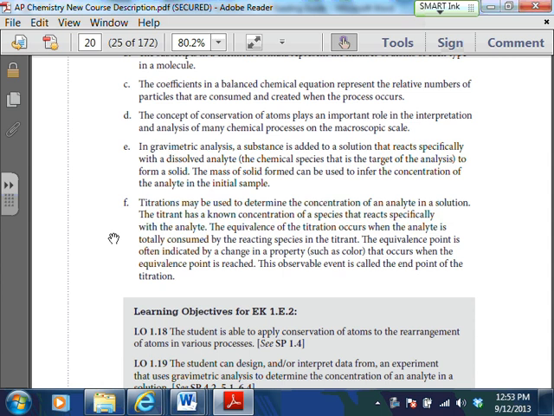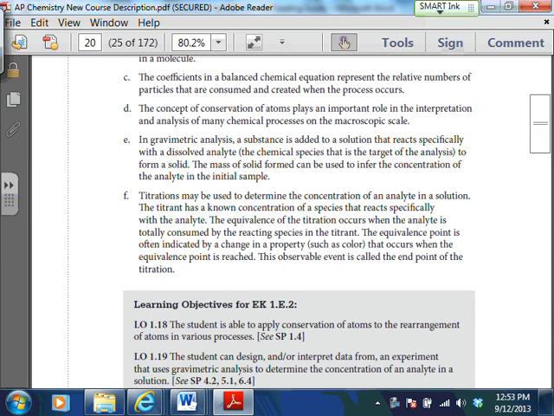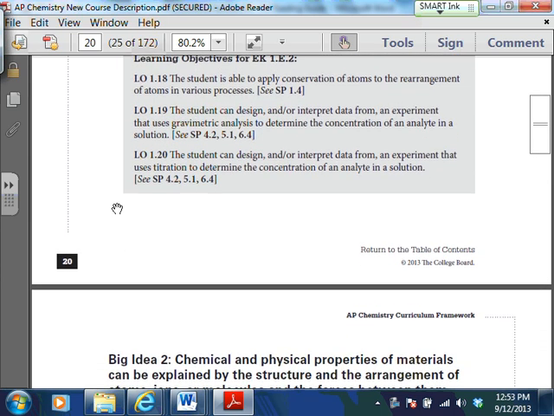Now, the question for your lab tomorrow is going to be what is actually there, because it's an unknown. Okay? So that's kind of the idea behind gravimetric analysis. It's really a simple idea. You just add a couple of solutions together, you get a precipitate, and then you're going to measure the mass of the precipitate, and you can do some backwards stoichiometry to figure out how much of the reactant you had. Okay? So it sounds more complicated than it is. Learning objective 1.19, the student can design and or interpret data from an experiment that uses gravimetric analysis. If it's in the learning objectives, we should probably do a lab on it. Okay, so that's why we're doing this lab tomorrow.